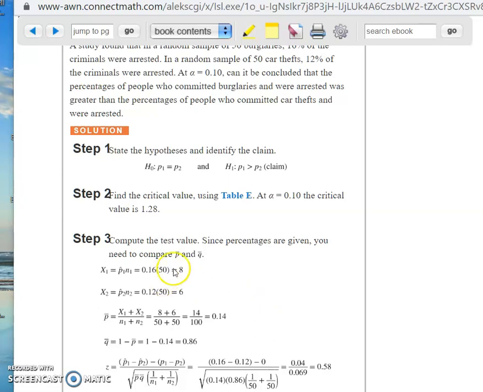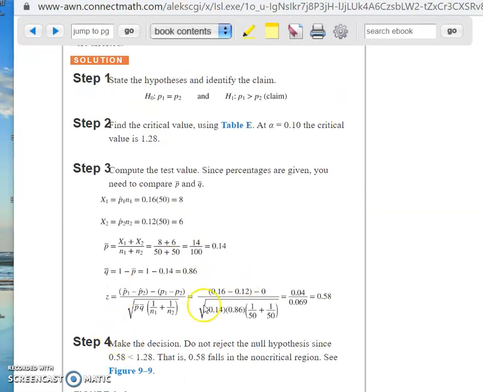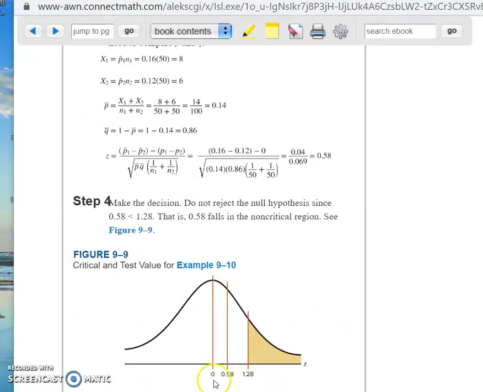Then we're going to compute the test value. Here's the formula for the test value. There are certain things that we need, so we calculate those as well. After we calculate those, we come up with the test value. The test value is 0.58. Here's the test value, 0.58. Here's the critical value, 1.28.